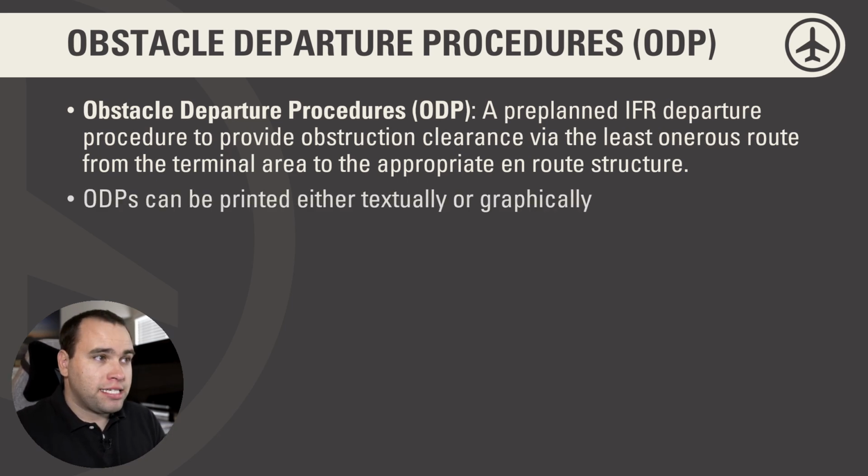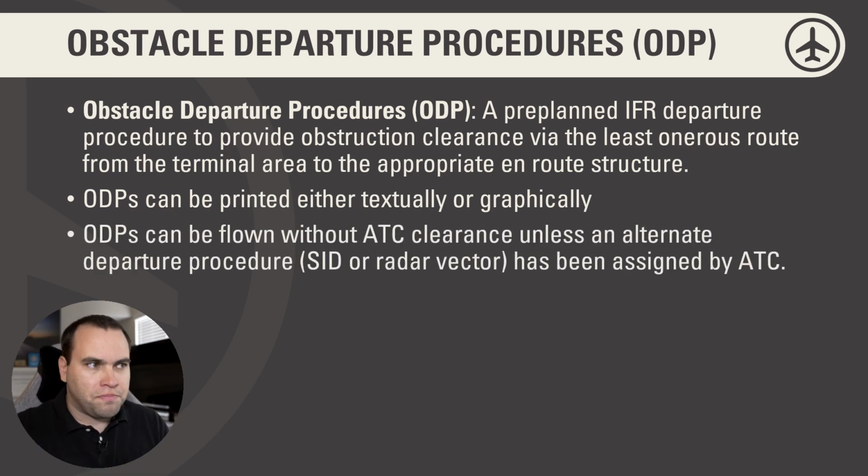So ODPs can be printed either textually or graphically. So that's kind of nice that they can be just written out what you need to do, or they can actually have a graphic depicting what you need to do. ODPs can be flown without an ATC clearance unless an alternate departure procedure such as a SID or a radar vector has been assigned by ATC, so that's nice to know.